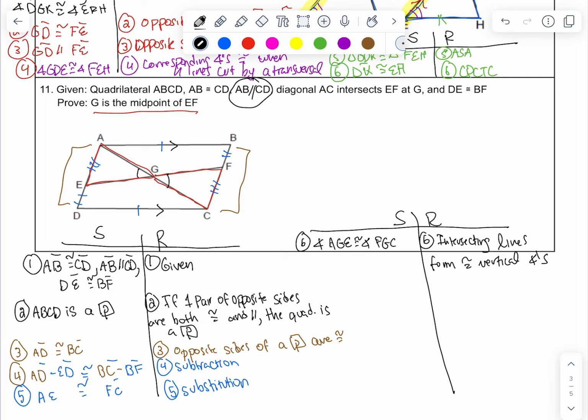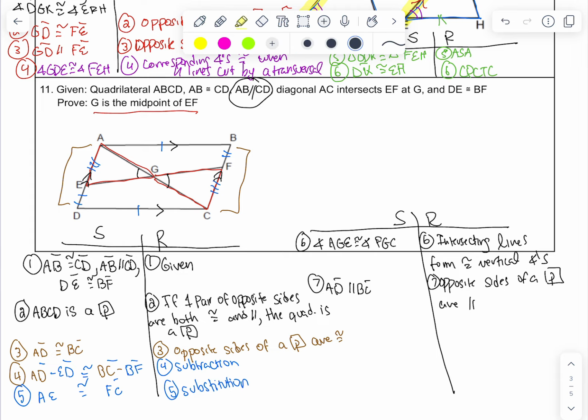So we also know that AD is parallel to BC. Because opposite sides of a parallelogram are parallel. And then if I highlight these parallel lines and the transversal that intersects them, you'll see the letter Z. And in the corner of the Z, we have alternate interior angles.